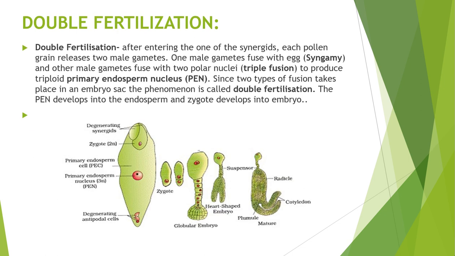Okay, next one is the double fertilization. Okay, now double fertilization is only carried out in the flowering plants. Okay, what happened? The double fertilization is only carried out in the flowering plants or in the angiosperms, and after entering one of the synergids, the pollen tube releases the two male gametes.